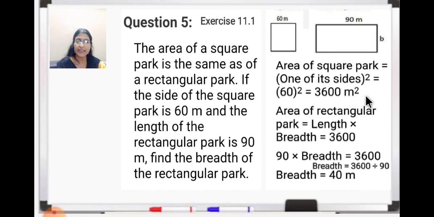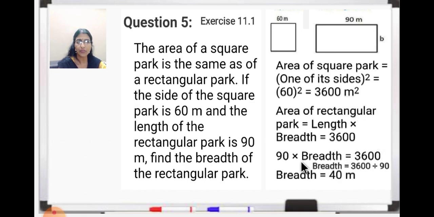Now as both the areas are the same, area of square is equal to area of rectangle. Next we will write area of rectangular park is equal to length into breadth, which is equal to 3600 because both have the same area. Now we know the length of the rectangular park is 90. So we'll substitute the value of length, that is 90, into breadth. We don't know breadth. If you want you can write B there. Breadth is equal to, we know the area, because area of square and area of rectangular park are the same, 3600, which we have calculated here.